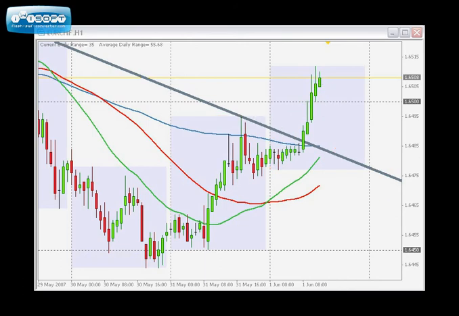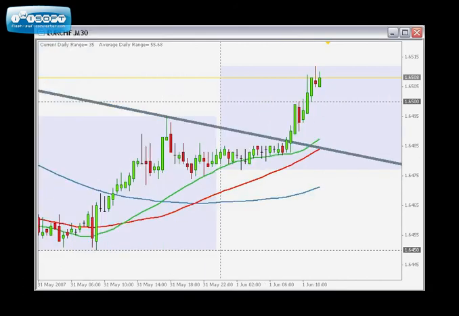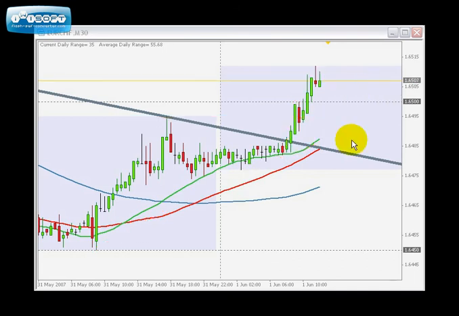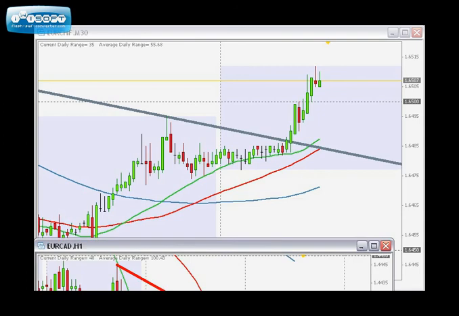In the 30-minute chart, the moving averages are already pointing up, and an uptrend is being formed. So what I'm looking for is a possible retrace back to this area, and then from here search for a long entry. That's the Euro CHF.